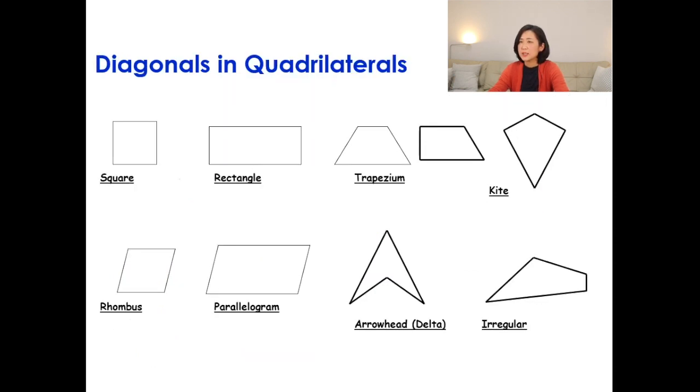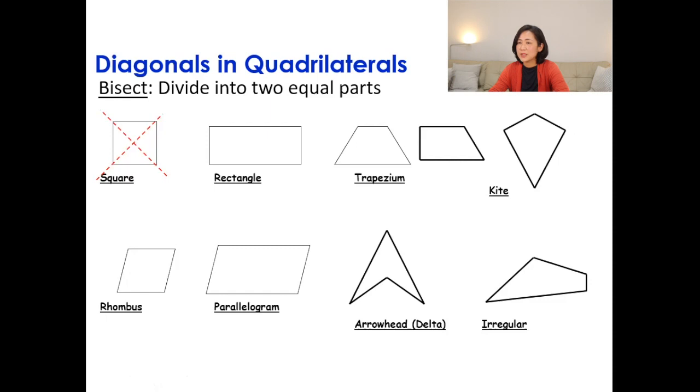Now this time, let's talk about the diagonals in the quadrilateral. I already told you that diagonals means when you have two opposite vertices and you connect them together, these are called diagonals. And then we specifically focus on the bisect. Bisect means that it divides into two equal parts. We need to think about whether the diagonals bisect the shape or not. So a square has two diagonals and these bisect each other. That means two parts of the square have the same area.